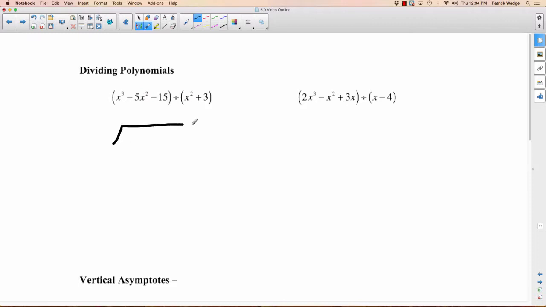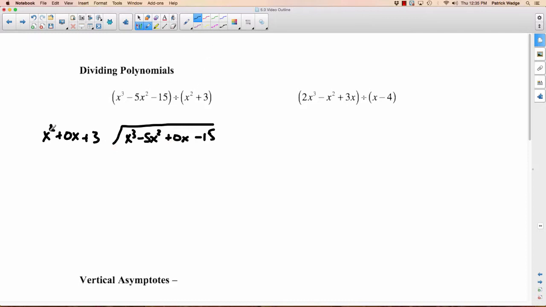Well, first of all, just like in your elementary days, you're going to put this out front, this inside. Be careful. You're going to write x squared plus 0x plus 3. There's no x term, but you need to include it, 0 of them. And similarly here, you have an x cubed, minus 5x squared, and there's no x term too, so you need to put plus 0x minus 15. It makes it a lot easier when you're actually doing the question if you have it in descending order with all the different terms.